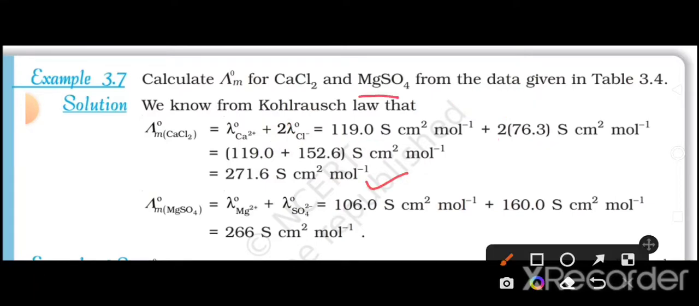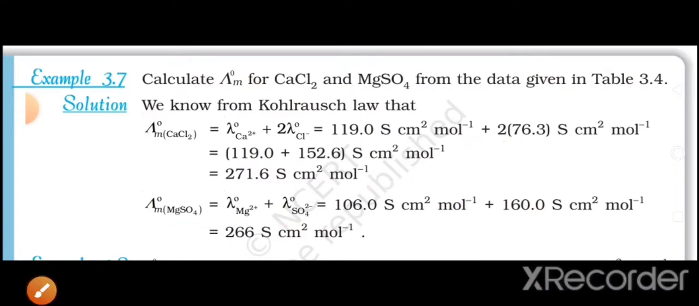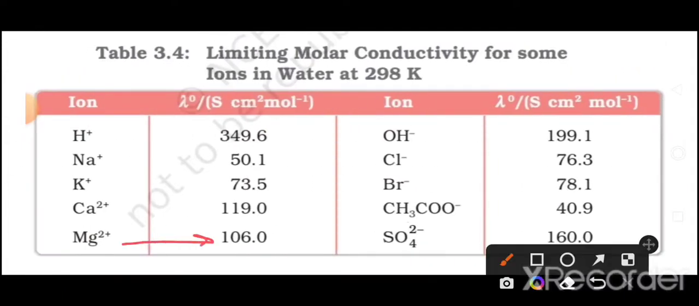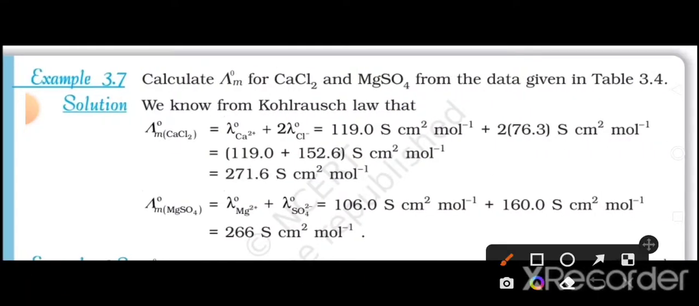Next we have to find the value for magnesium sulfate. We know that it splits into a magnesium ion and a sulfate ion. That means the lambda m naught value for MgSO4 is equal to lambda m naught for Mg2 plus ion plus lambda m naught for sulfate ion. Now we find the values for magnesium and sulfate ions from Table 3.4. The values are given there. Substituting them, we sum them and get the answer in the unit S centimeter square mole inverse. That is the unit for molar conductivity, and the same is the unit for molar conductivity at infinite dilution.